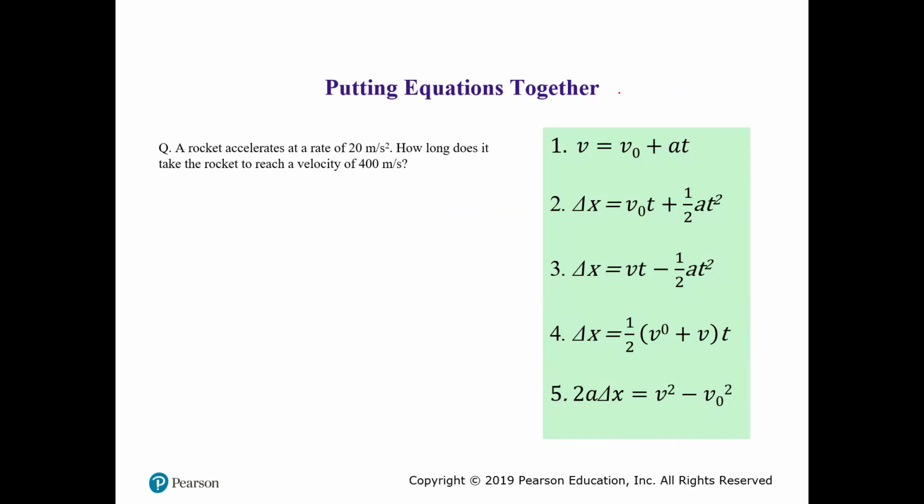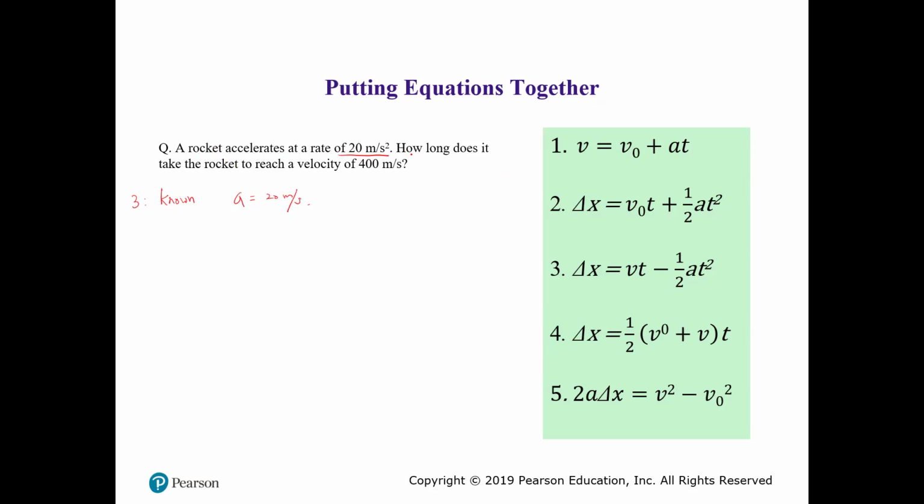Okay, so here's the example. The important part of this question is always the very first step: find the 3 given variables, right? So now let's read this question very carefully. The rocket accelerates at 20 meter per second square. So your first known, you basically again have 3 knowns, right? Your first known is what? Acceleration.